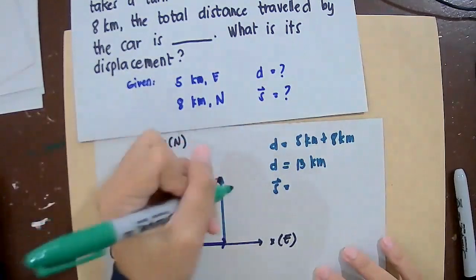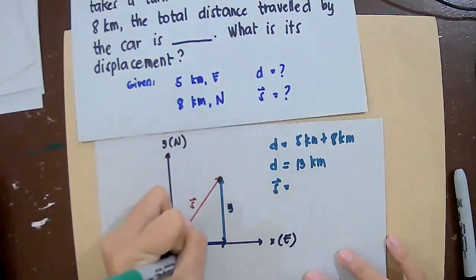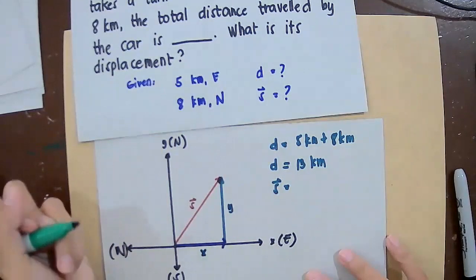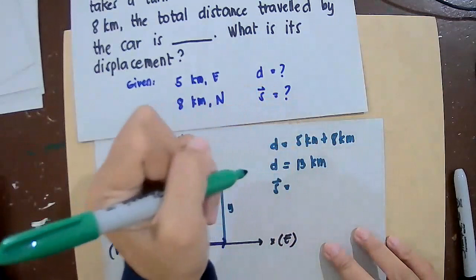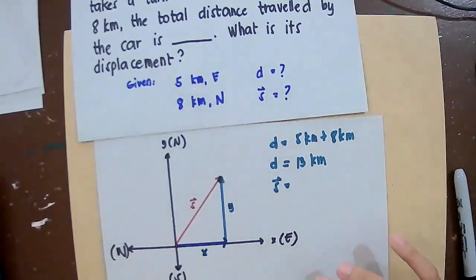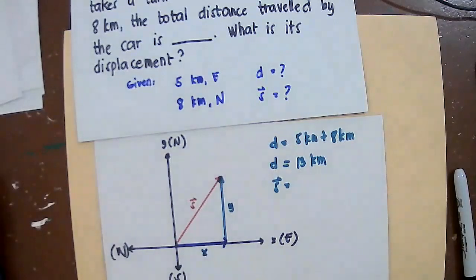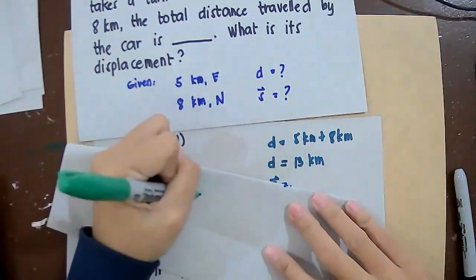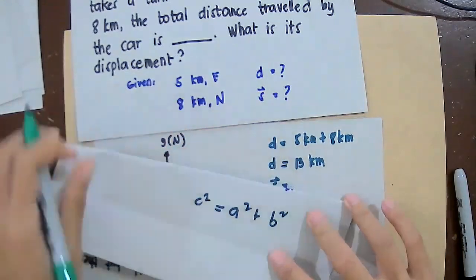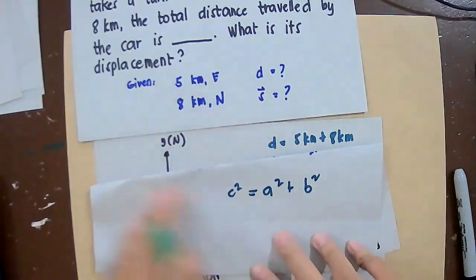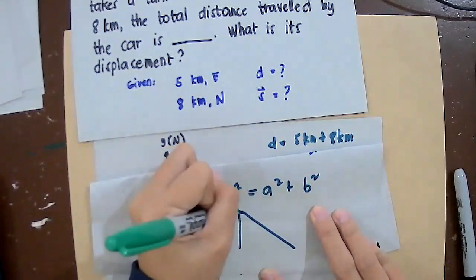So let's call this one your side y, and then let's call this your x. Okay, so to solve for that, we are going to use your Pythagorean theorem. Again, your Pythagorean theorem is equivalent to c squared is equal to a squared plus b squared. Okay, this is your Pythagorean theorem given that you have a right triangle.